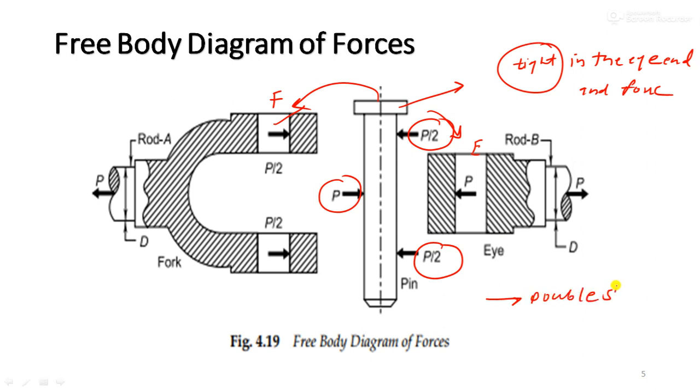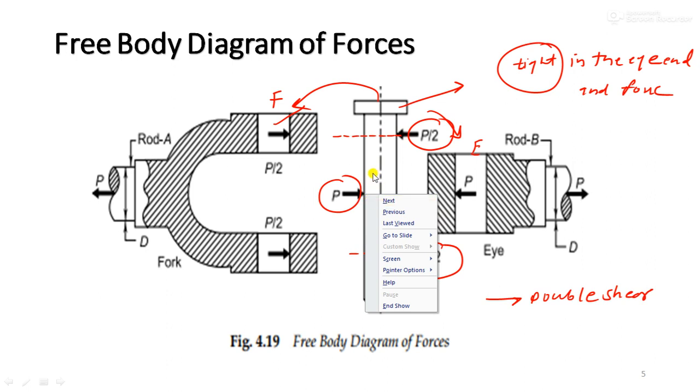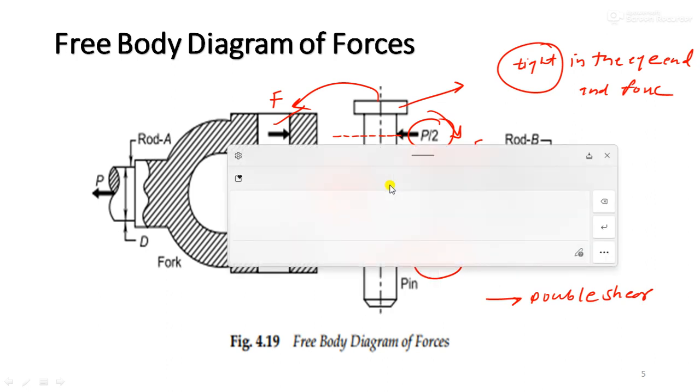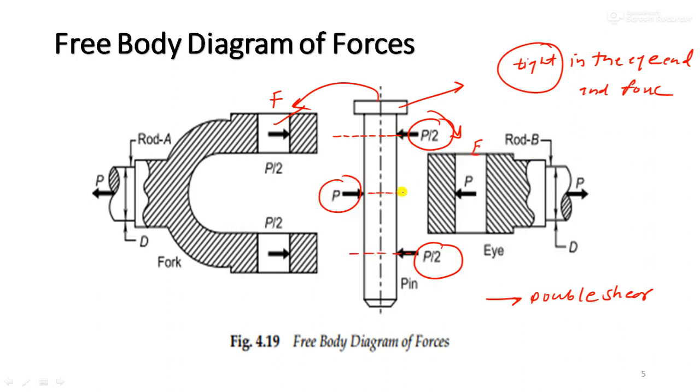This pin will be subjected to double shear, means it will shear at this particular point, it will shear at this particular point, and it will shear at this particular point. I hope you understand this. Okay, so I will show you in the next slides how this pin is sheared, that is, it is called a double shear, right? So it will be getting sheared at this particular point and at this particular point.